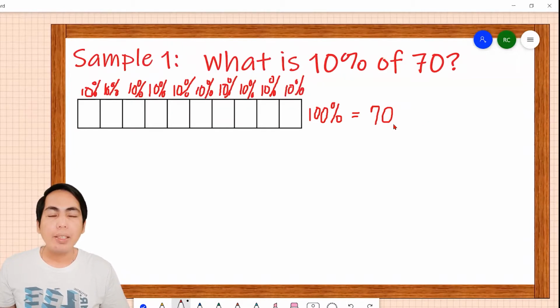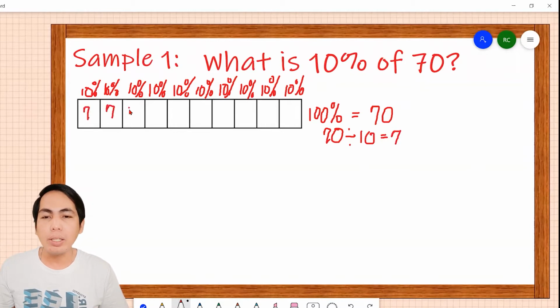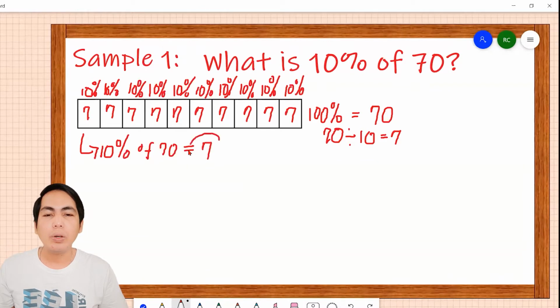Now, since the total is 70 and there are 10 equal parts or units, to get the value in each unit or 10%, we have to divide 70 by 10 to give us 7. So in other words, each unit or each 10% is 7. So therefore, 10% of 70 is equal to 7.